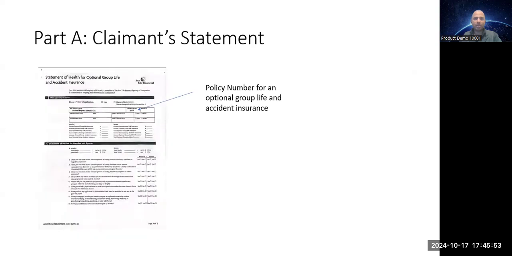If it's a group policy, you may find your policy number on the letter that was sent to you by your group policy service provider, your insurance company for group policy. And again, this is another one of those group policies. This is your group life and accident insurance policy.